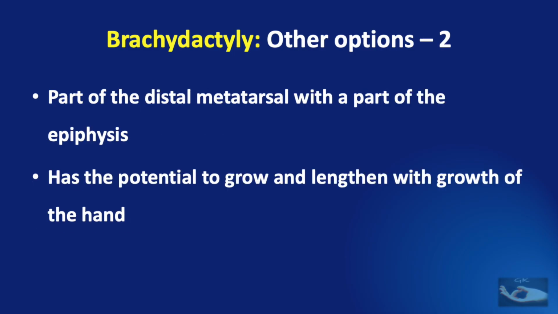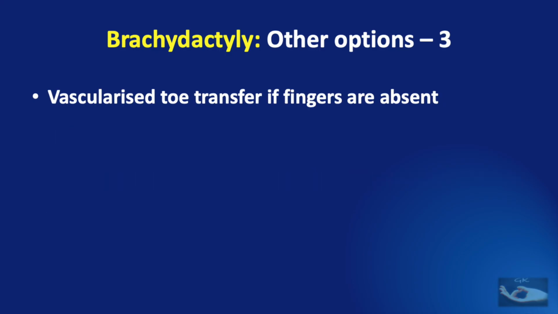Instead of harvesting the toe phalanx as a free graft, part of the distal metatarsal with a part of the epiphysis could be fashioned and used as a graft. This matchstick type of graft could be more easily tailored to need. It carries a physis, and the donor defect can heal itself without any residual problems. It has the potential to grow and lengthen with growth of the hand. Transferring vascularized toe can also be done if the fingers are totally absent.